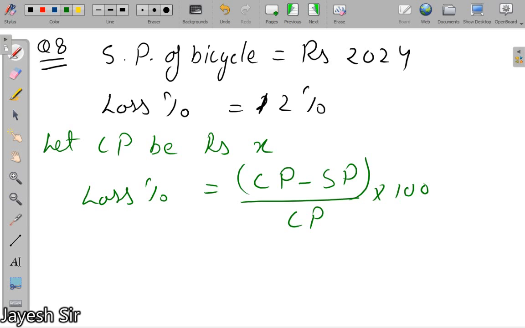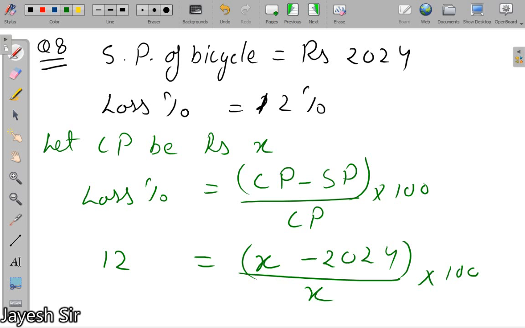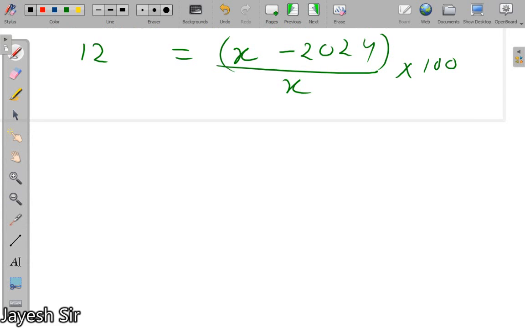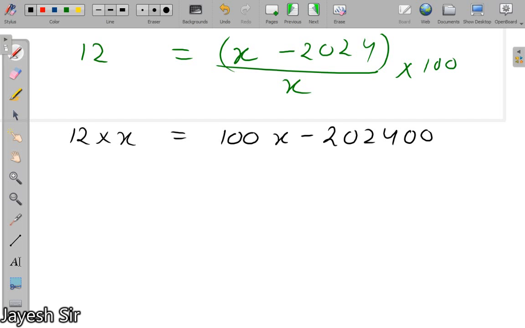We do not know the cost price here, so I am trying to find the value of cost price first of all. Loss percentage we already know, 12 is equal to cost price we don't know, X, selling price is 2024, upon X into 100. So let us simplify it. I will cross multiply X to the left hand side. 12 into X is equal to 100X minus 202400. 100 is multiplied by both the numbers inside the bracket.